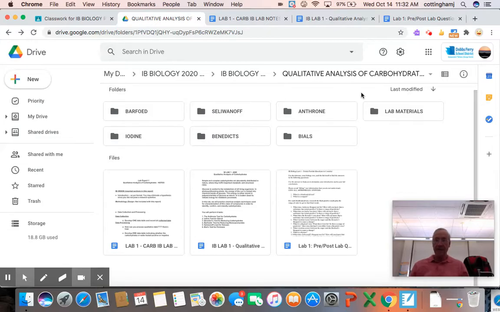And then there are 3 documents below. One has the procedure on it, which we'll take a look at in a second. Another has pre and post lab questions that you're going to need to consider. And then another is the directions for the write-up.